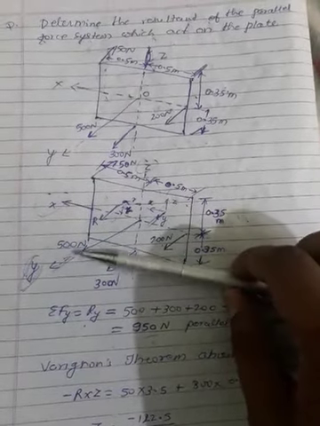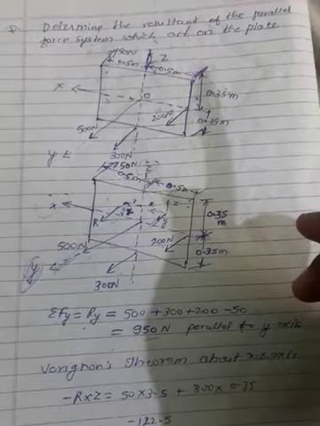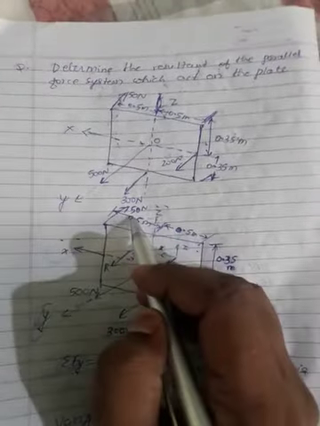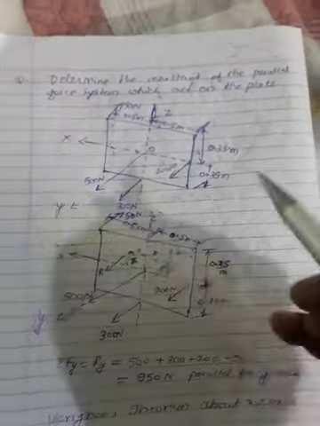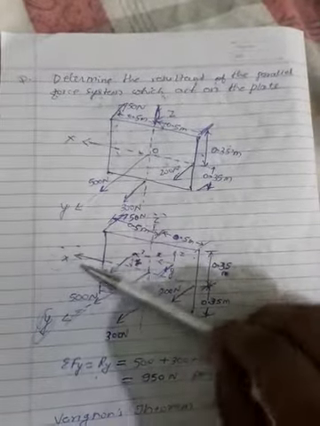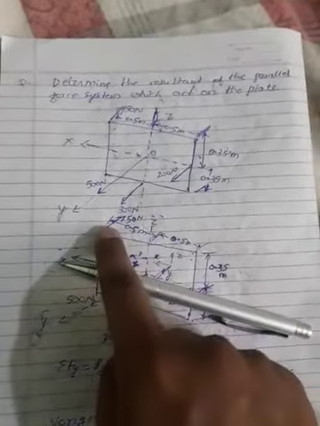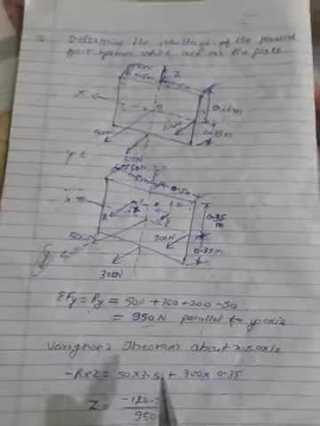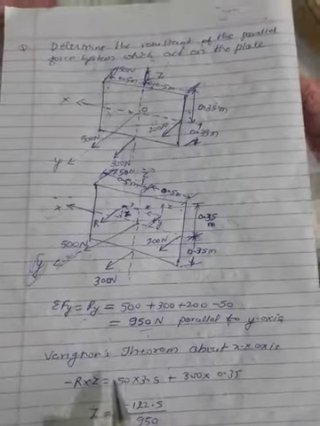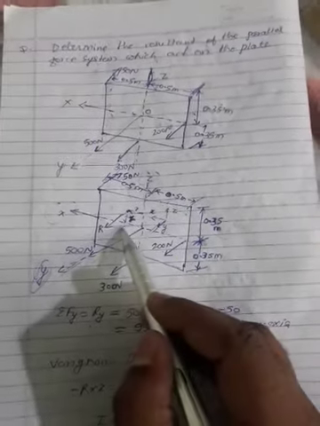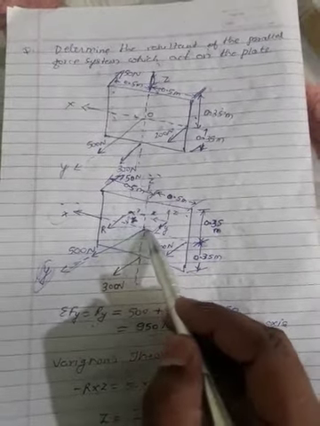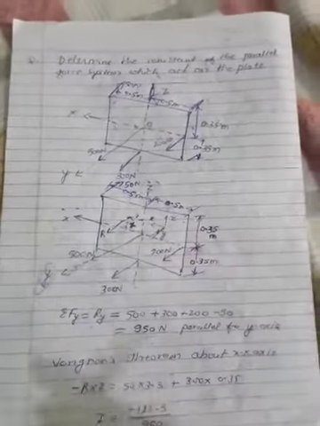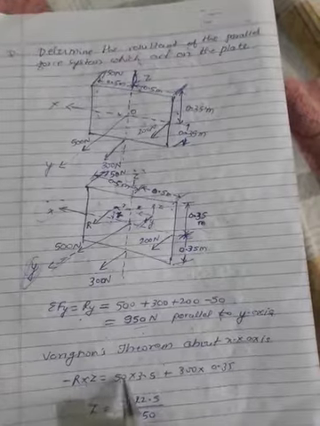Also there is a 50 Newton force acting at this point, so it will rotate in clockwise direction about x axis. For this 50 Newton, perpendicular distance is vertical, that is 0.35. So I am going to apply Varignon theorem about x axis. I am keeping pen on this x axis, and I will rotate this R, so it will rotate anti-clockwise, so minus R into z.